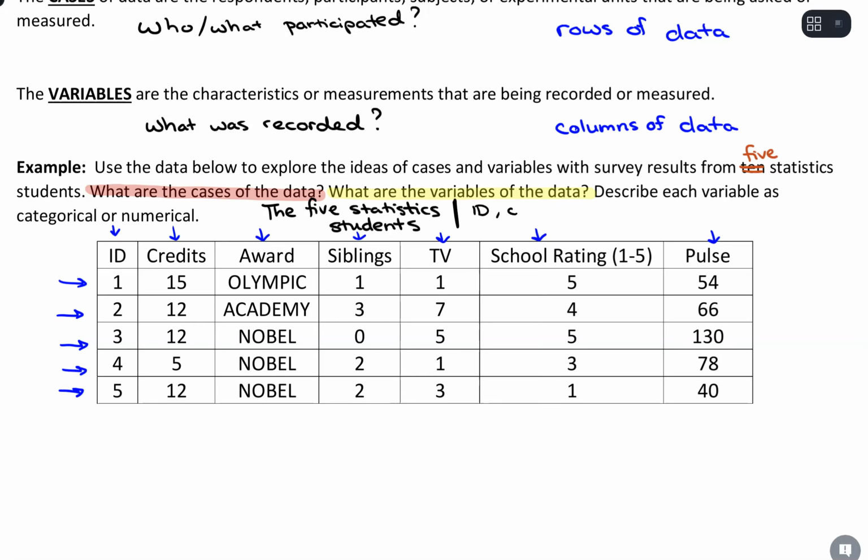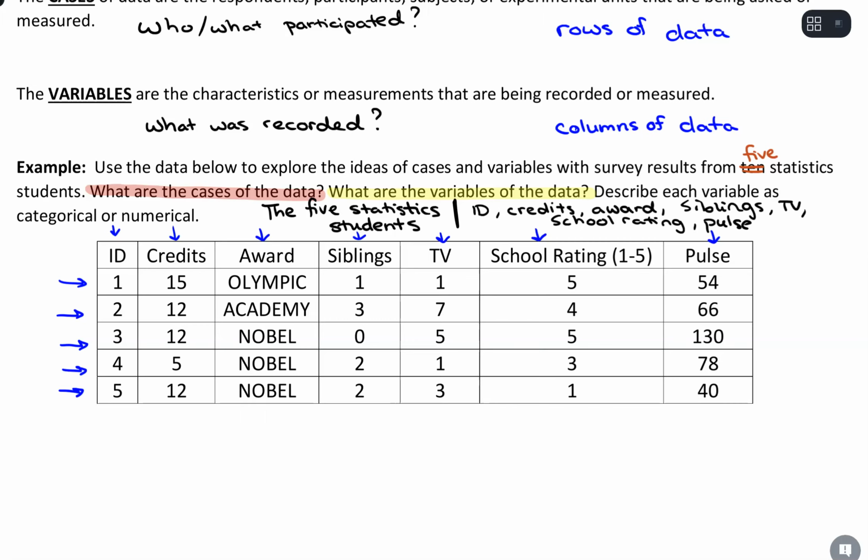So what are the variables? We have ID, credits, award, siblings, TV, school rating, and pulse. Okay, so that's how we see cases and variables. Cases go across the row, and it's really about who participated. Variables are the columns typically, and usually with that you can just grab the title of that column.